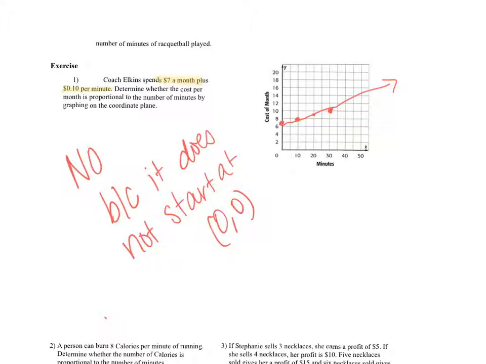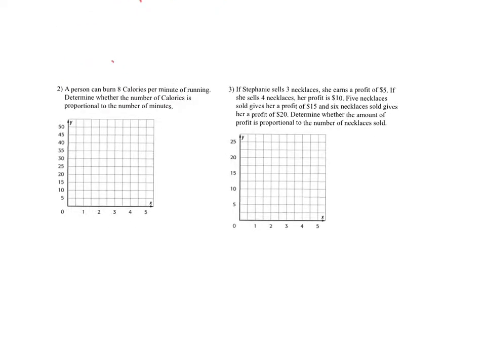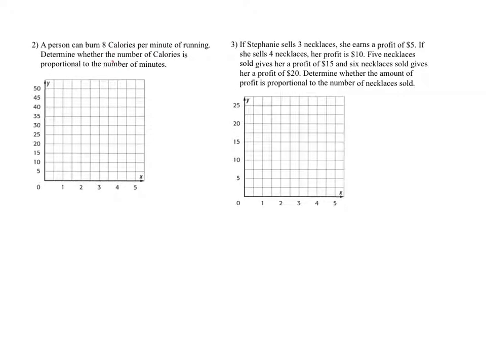Okay. So flip over and look at number 2. Number 2 says a person can burn 8 calories per minute of running. Determine whether the number of calories is proportional to the number of minutes. Okay, does it say anything about anything else other than 8 calories per minute? No. So where are we going to start at 0, 0 if we were to graph those lines? Be 1 and 8, right? Well, let's start with 0, 0 first, okay?